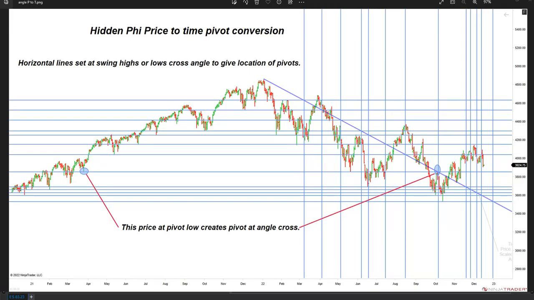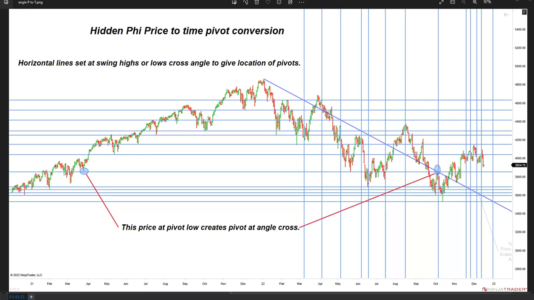Here's a chart of the ES daily. Now this concept works in every time frame. And if you have an angle tool that will adjust to your price and time axis, you do not need a scaled chart. So in this particular case, my chart is not scaled. I just have it squeezed so you can see all the different price levels. And I'm only using one angle.